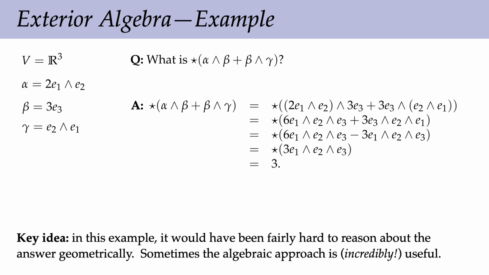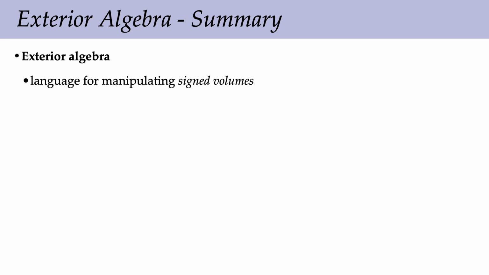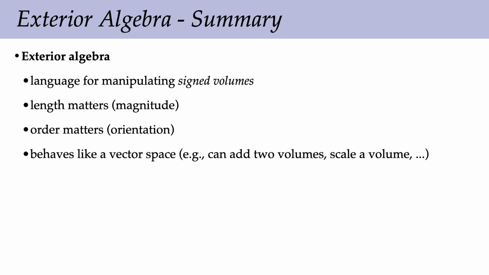Okay. So just to summarize all the things we've said today, we introduced this idea of exterior algebra, and we said that this is basically a language for manipulating signed volumes in just the same way that vector calculus or linear algebra is a language for manipulating little arrows. Okay. Unlike linear algebra, length matters. We have a notion of magnitude always, and order matters. We have a notion of orientation. Otherwise, k-vectors behave like any other vector space. We can add 2 of them together, we can scale them, and so forth.